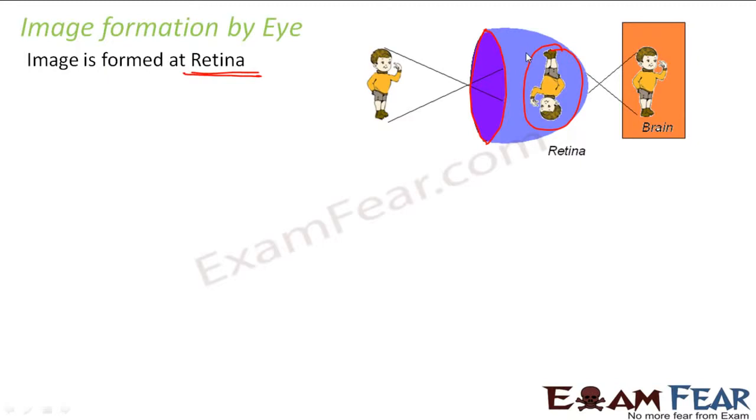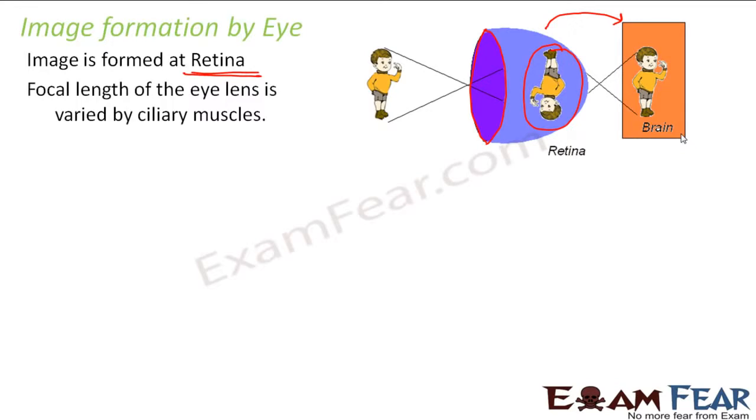But do you think that when we view something, we see it inverted? No, we see an erect image. Then who converts this image back to an erect image? It is nothing but the brain. So, connecting the eye to the brain, there comes the role of rods and cones, the receptors which are present on the retina. So this is how image formation takes place by the eye.